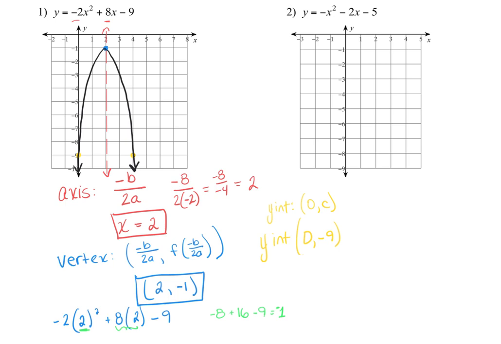So let's go over it really quickly. Axis is negative b over 2a. Find that, and then it's x equals that number. Vertex: the x value of your vertex is whatever you found for your axis of symmetry. Your y value is what happens when you plug it into your equation. And then your y-intercept is just 0, c. Once you have all those pieces, you should be able to sketch your graph by mirroring that point.